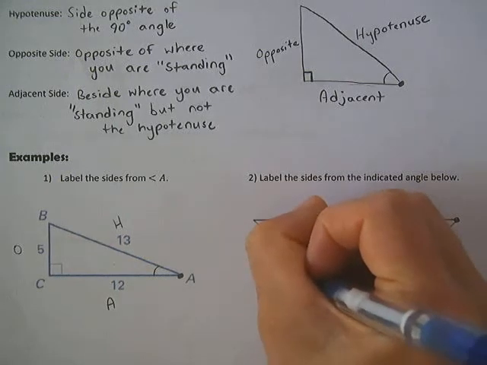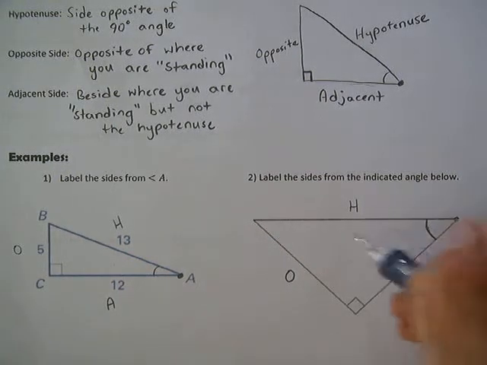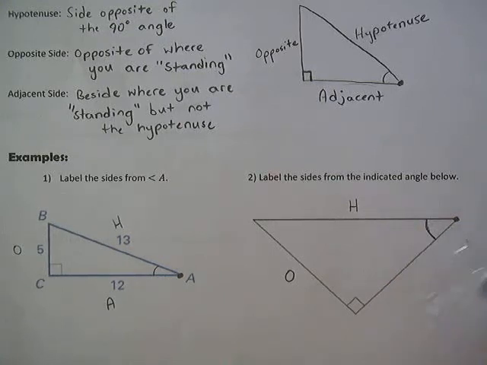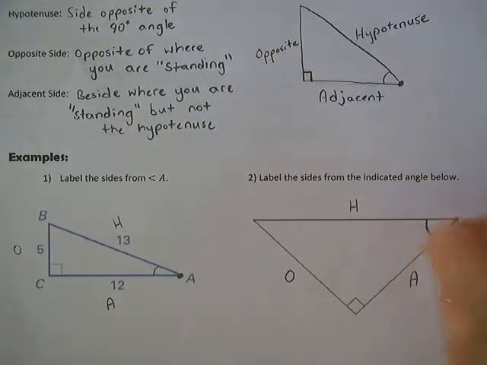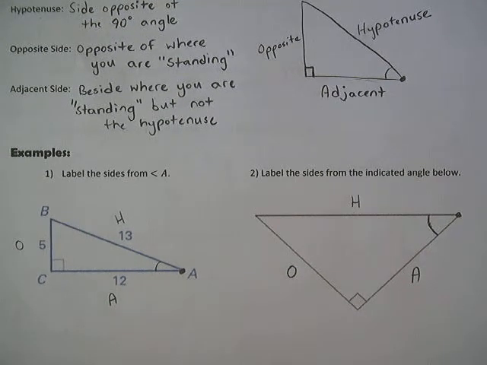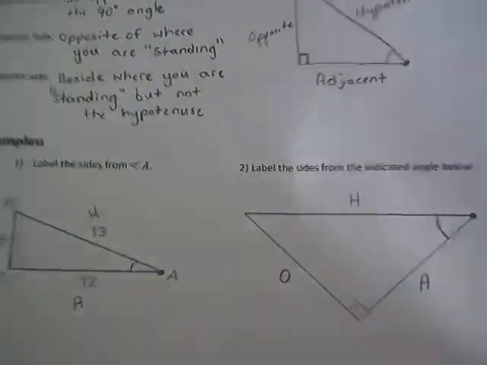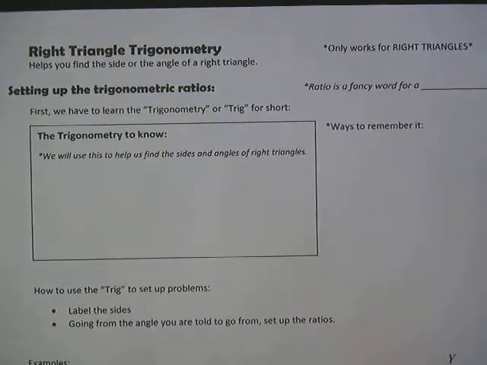So that's my opposite. And then the adjacent is beside where I'm standing, but it's not the hypotenuse. So this side right here would be my adjacent side. And so that's pretty much all there is to labeling the sides. All right. Now we get to actually work on setting up and learning the trig. So let's move on to the fun stuff.